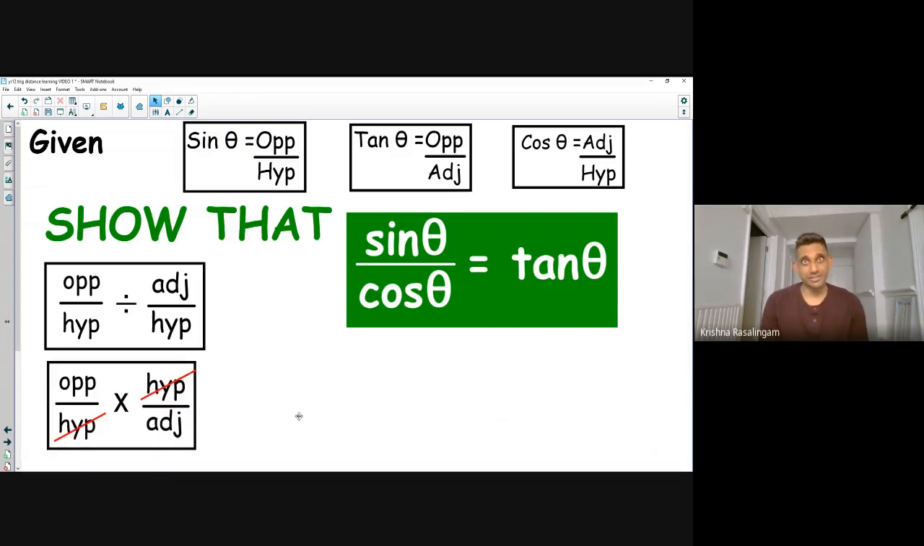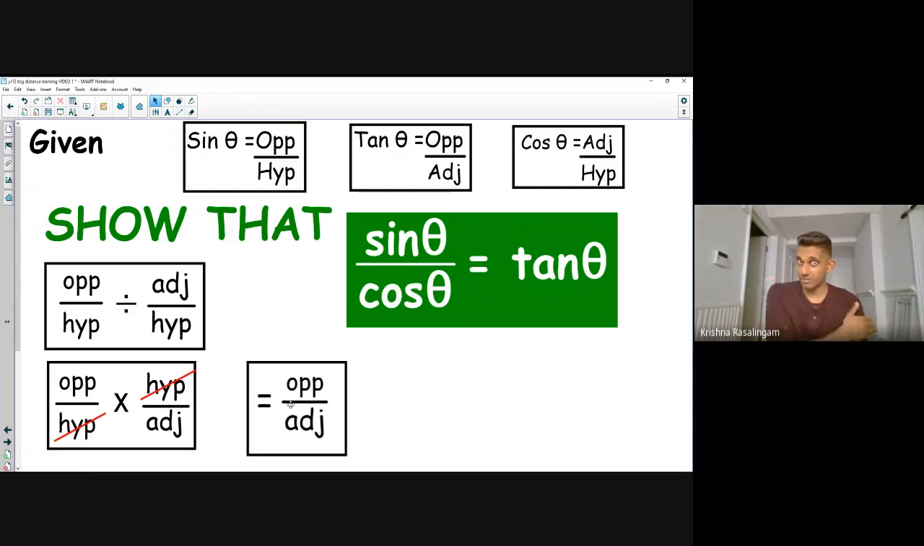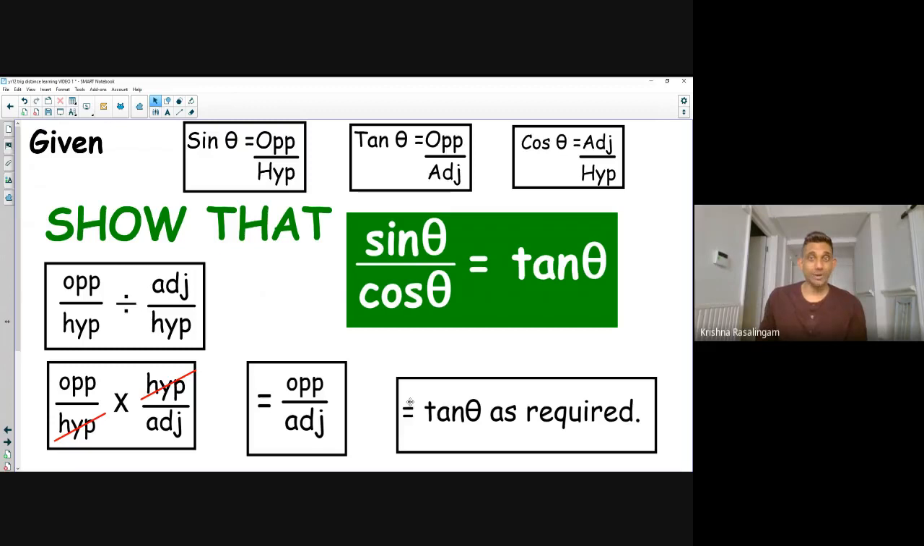Are there any factors that cancel? Well, if you look at the screen, you can see that the hypotenuse cancels, and we're left with opposite over adjacent. If we look up to the top of the screen, we have tan is opposite over adjacent. So we end up with the right-hand side of the equation as required. And that's it. That is what we do in "show that". Love these things.